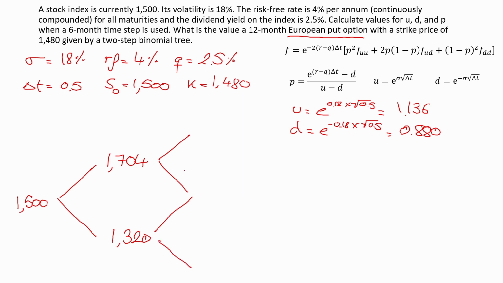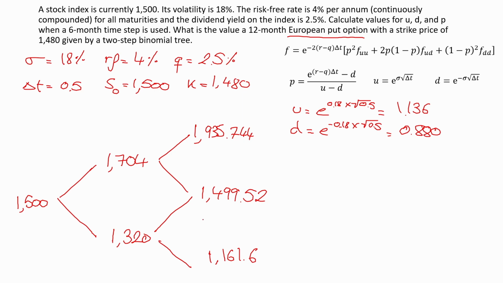Okay, and now we do the same. 1,704 times U gives us 1,935.744. 1,704 times D gives us 1,499.52. Remember, you can get this result by doing 1,320 times U as well. You choose which to do. And finally, 1,320 times D again. This gives us 1,161.6.